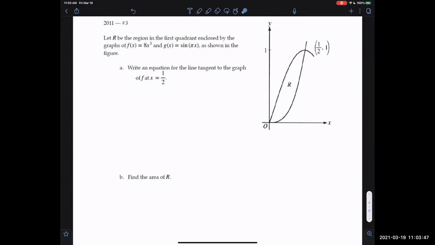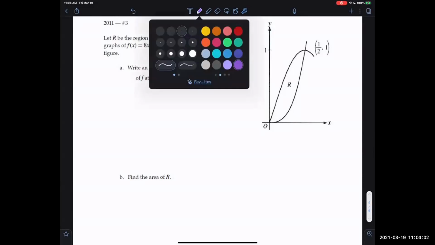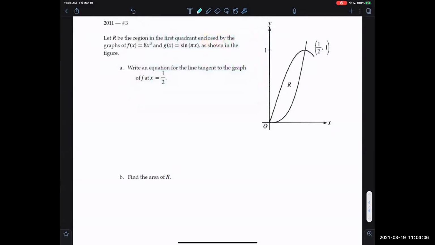All right, so let R be the region in the first quadrant enclosed by the graphs of f of x equals 8x cubed and g of x equals sine pi x, as shown in the figure. So if you're looking at the figure, notice they're not labeled for you, f of x and g of x. You need to determine which one is which. So the sine x graph would be the one that's got that max. Sine pi x would be this one right here, the one on top.